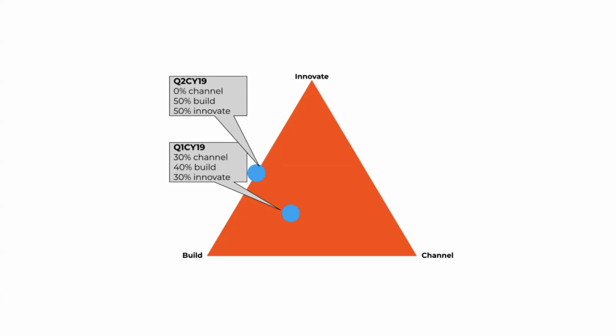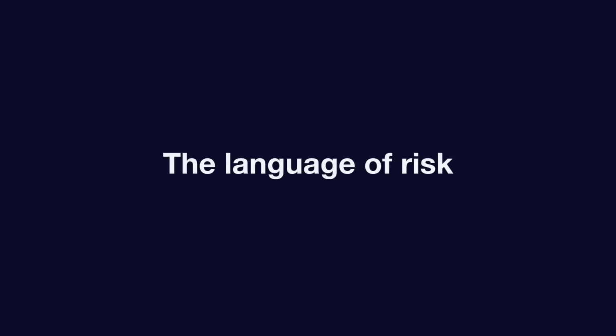So using a very simple model like this, some kind of visual, some kind of shared language, it's just a way to all get on the same page and make sure that everyone in the business has the same understanding of splitting that out. So there we go. That's tool one. Tool two, the language of risk.